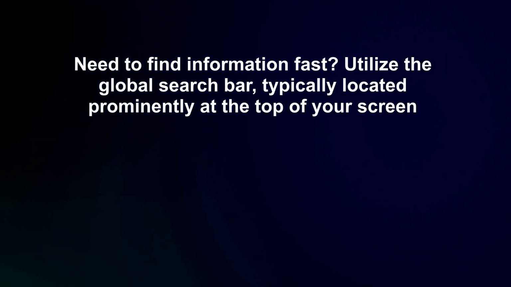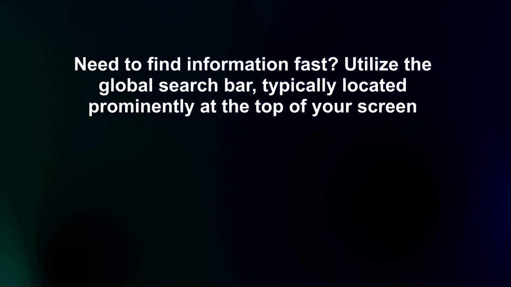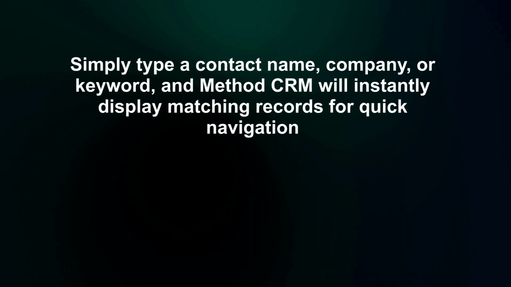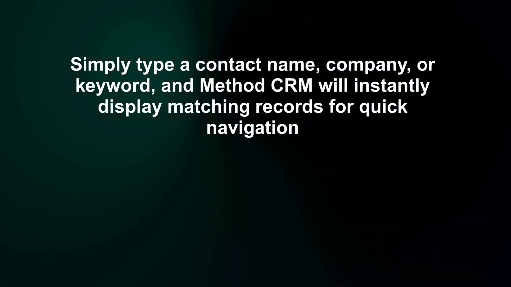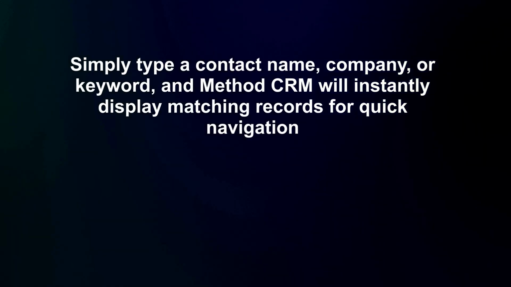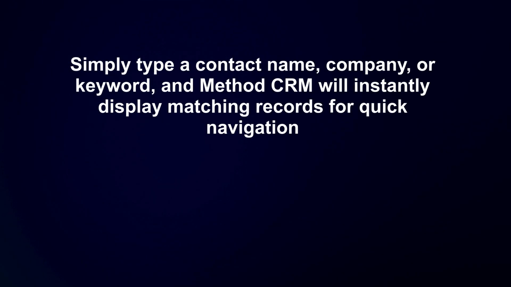Need to find information fast? Utilize the global search bar, typically located prominently at the top of your screen. Simply type a contact name, company, or keyword, and Method CRM will instantly display matching records for quick navigation.